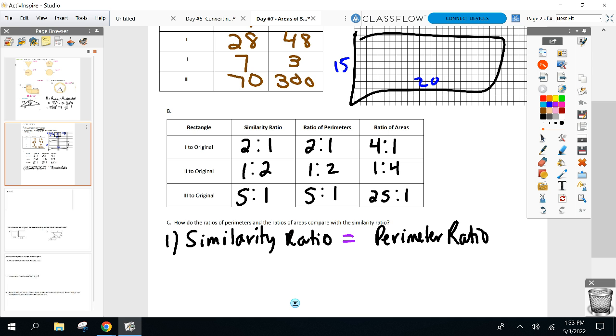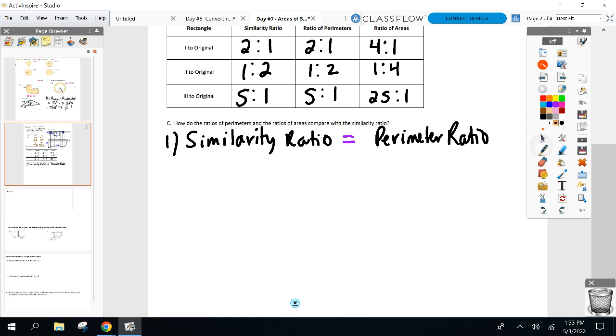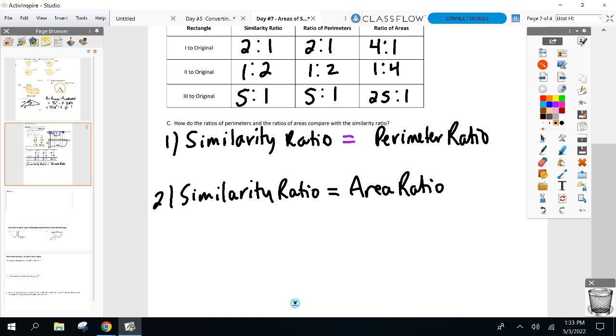What about similarity and area, though? So similarity ratio. Is that a true statement? Similarity ratio, the ratio of the sides and the ratio of the area is always equal. No, look at the table. They're not equal. Can you adjust it, though?